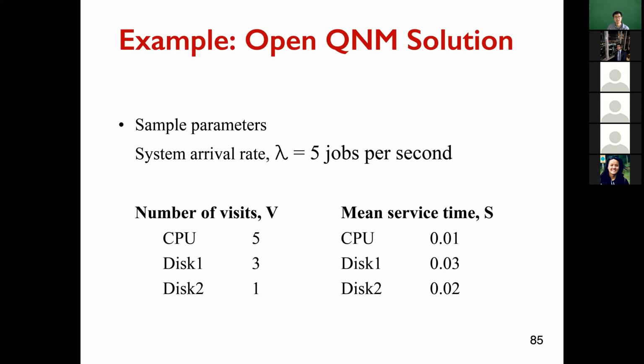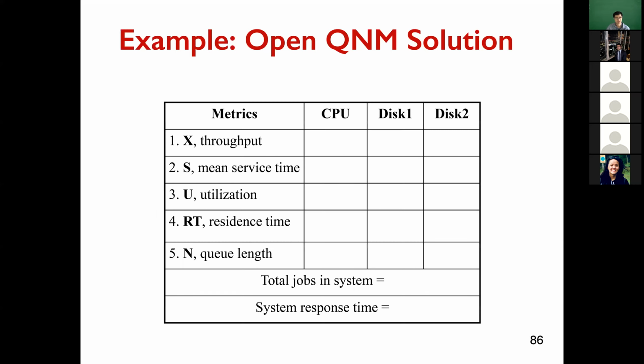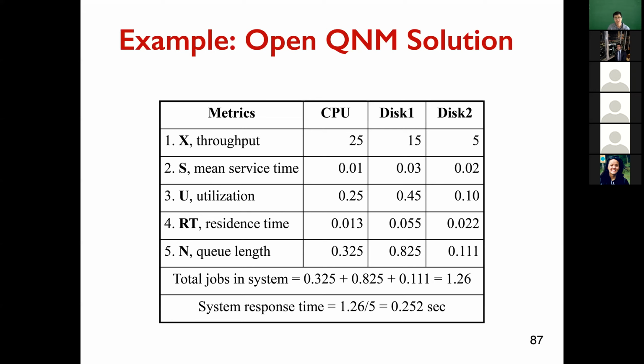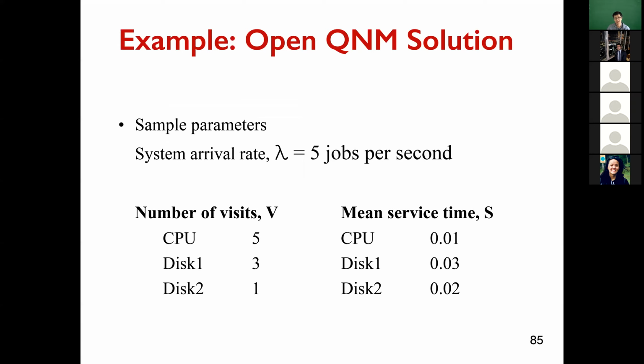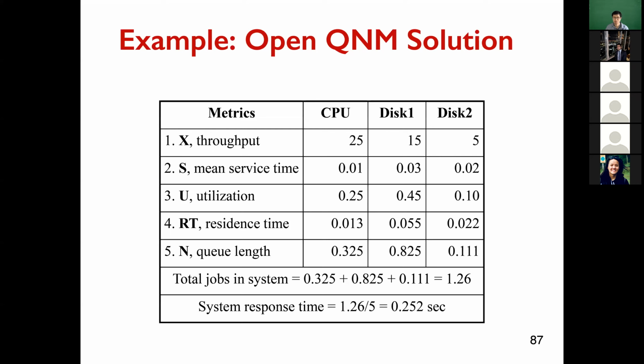We calculate the metrics: throughput, response time, utilization, right? Then how do we do the calculation? Here I'll just show an example and tell you why it is the result, okay? For throughput, first, for each device, there's a throughput. CPU is 25. Why is it 25? Because the system throughput is 5, and each request will have 5 visits to CPU, so it's 5 times 5, which is the throughput for CPU. For disk 1 it is 15, which is 5 times 3, and the throughput for disk 2 is 5, okay?